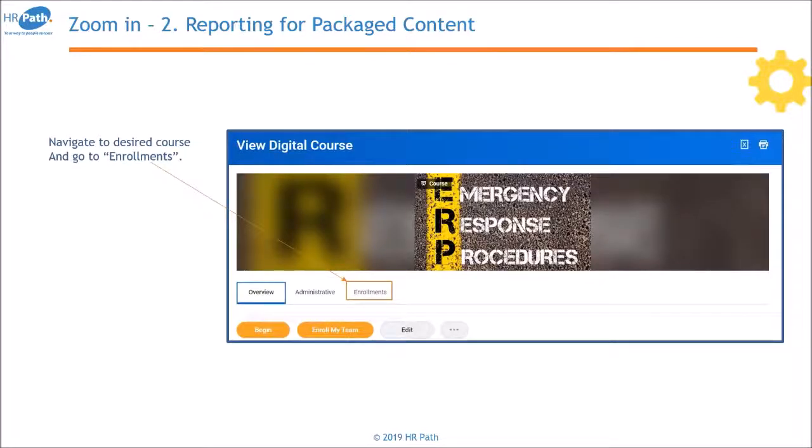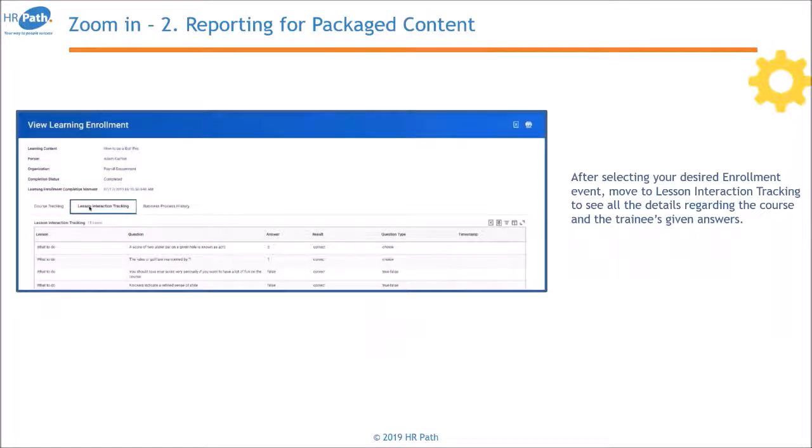Then if you navigate to the desired course and go to the Enrollment tab, you will get another tab called Lesson Interaction Tracking, and this is what you've just enabled. And this is what it will look like. It gives you some details about the course and the trainees' answers.